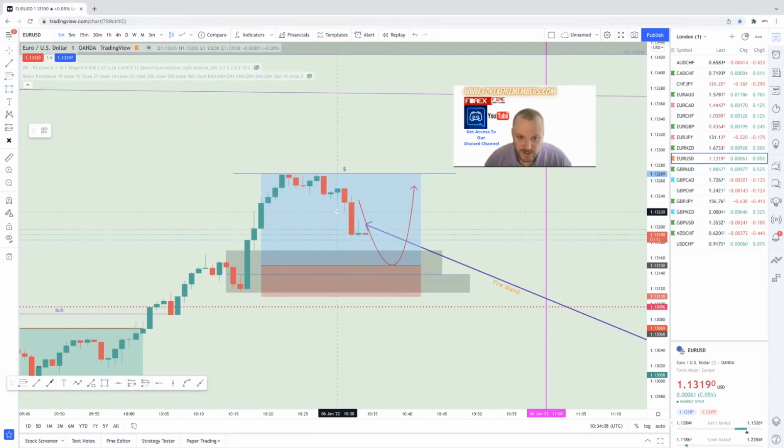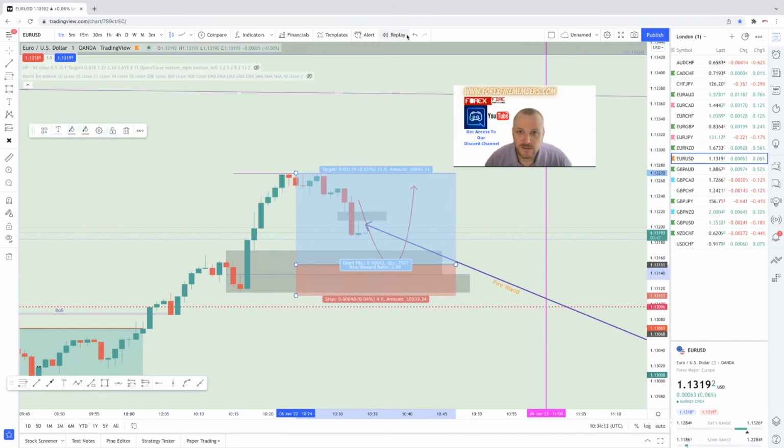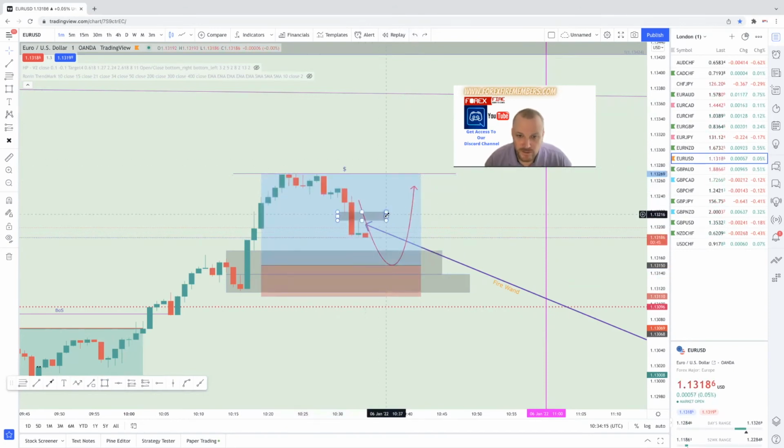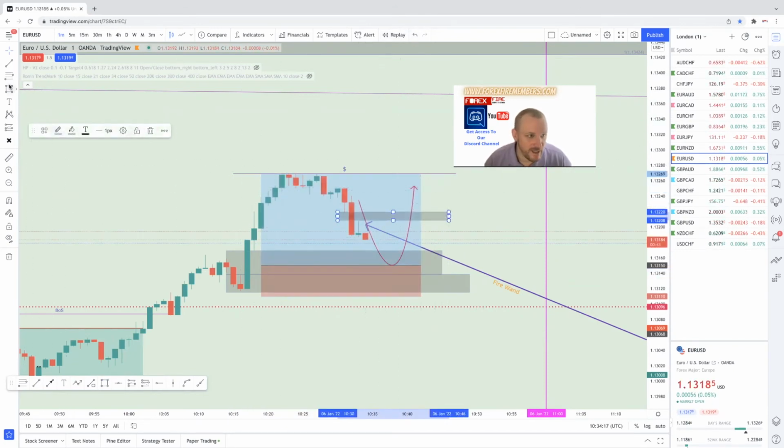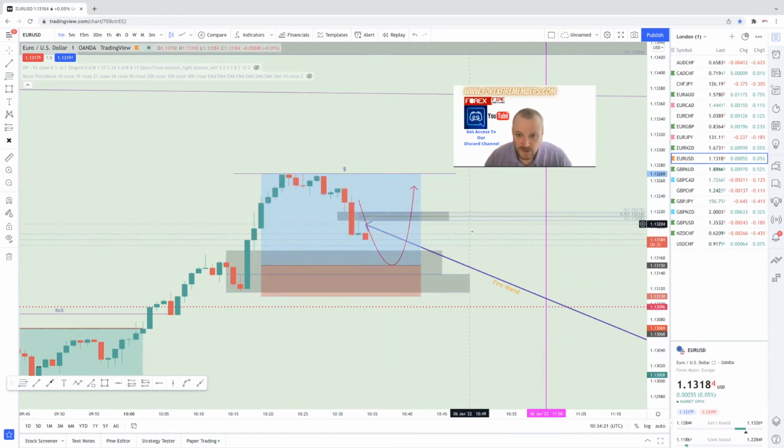Let's just take a look again. Wick to wick, there's an imbalance area. There's an imbalance area there. Let's just mark it out.